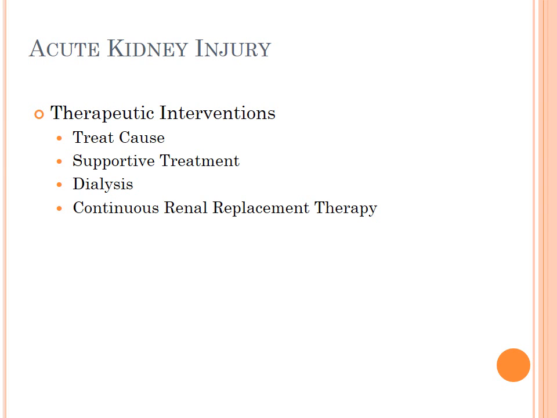Therapeutic interventions for acute kidney injury is to treat the cause. You want to prevent permanent damage or chronic kidney disease. So supportive treatment, treat the symptoms as they develop. Keep an eye on fluid and electrolyte balance. Dialysis may be necessary, as well as continuous renal replacement therapy, used short-term to filter blood.